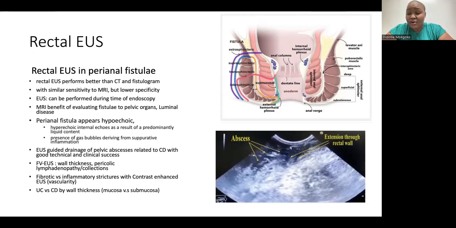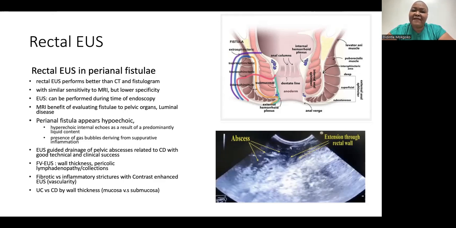There's also a use of endoscopic ultrasound in evaluating things like inflammatory strictures associated with active Crohn's disease versus fibrotic strictures by using contrast. For example, if you put contrast next to a stricture and on EUS it lights up, that suggests that there's active inflammation as opposed to something that's more fibrotic.